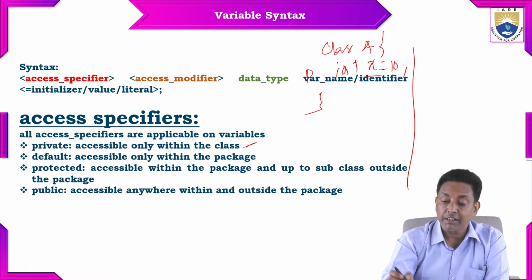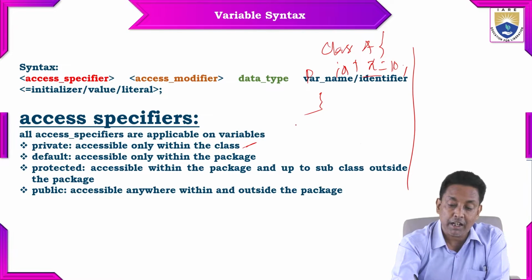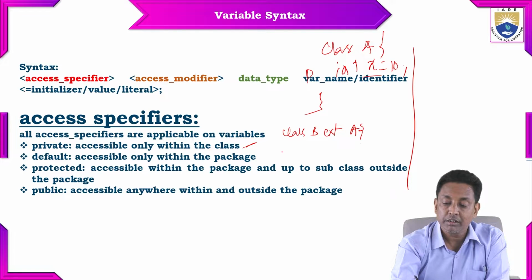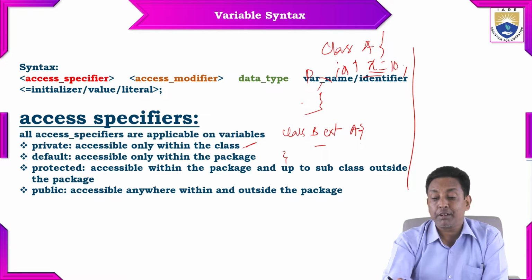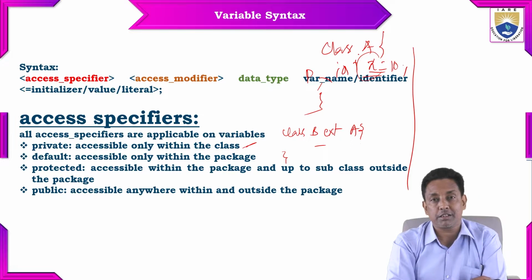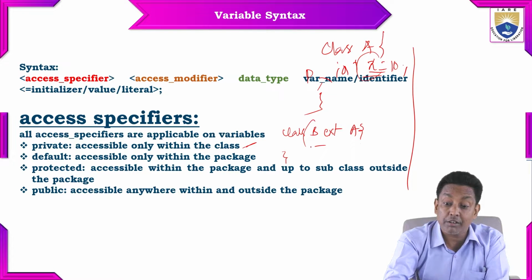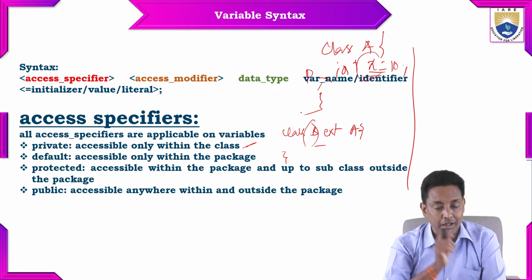One is within the directory. A class can be subclassed: class B extends A. Can the private variable be accessible here? No. Private variable can be accessible only within the class. Private variable cannot even be derived into the subclass, cannot be accessed in the subclass.